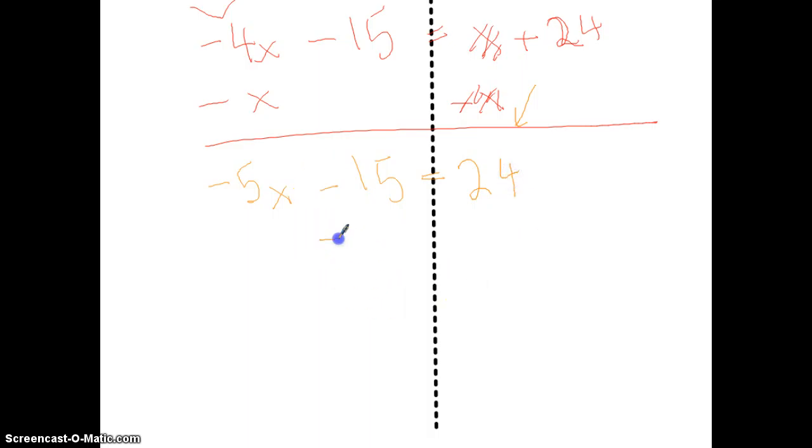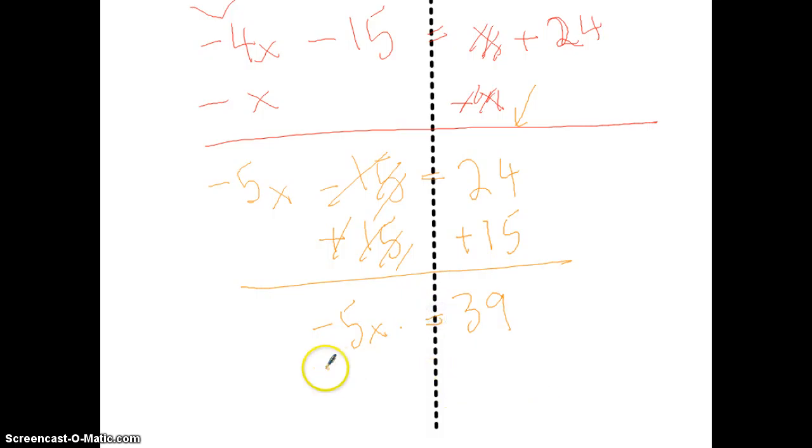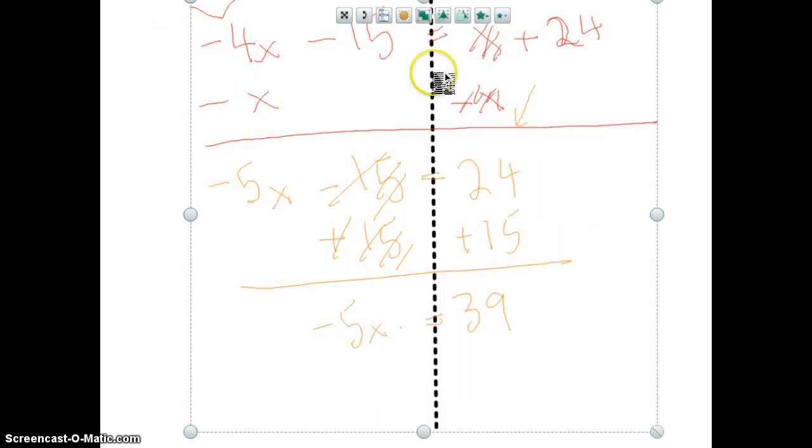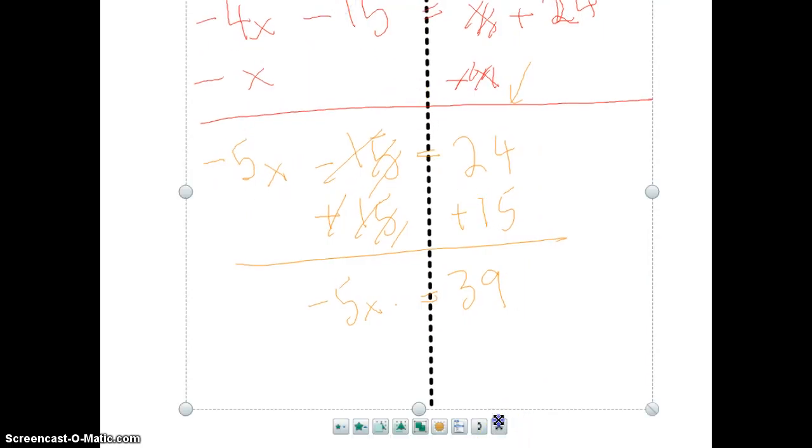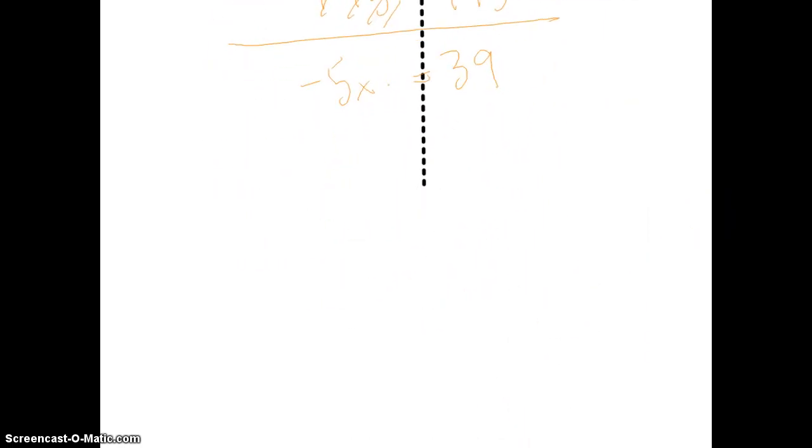And now the opposite of minus 15 is plus 15 to both sides. Big long line, cancel your opposites. 24 and 15 make 39, and this other side is negative 5 times x. Equal sign on the dotted line. And then the opposite of times negative 5 is divide by negative 5. So let's make some more room. I got one more step. Divide by negative 5. Divide this side by negative 5.